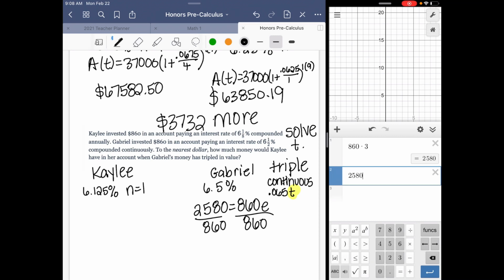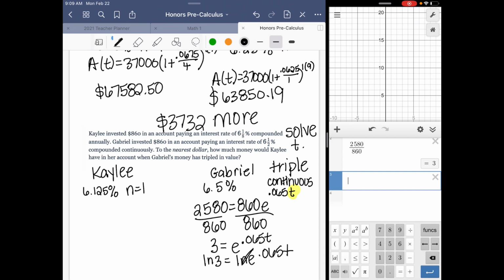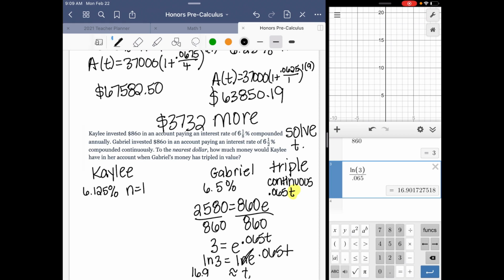So we have 2580 divided by 860, which is going to be 3, equals e raised to 0.065t. Again, I like to use the natural logarithm and do my inverse rule just because it's going to be easier to cancel and solve. All right, so that's going to cancel, and then we're going to divide by the 0.065. So we have the natural logarithm of 3, and that's going to be divided by 0.065. So my time is approximately 16.9 years.